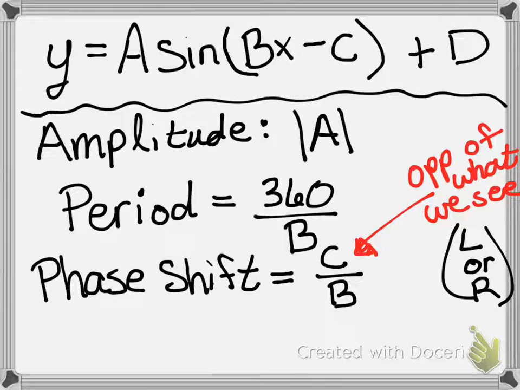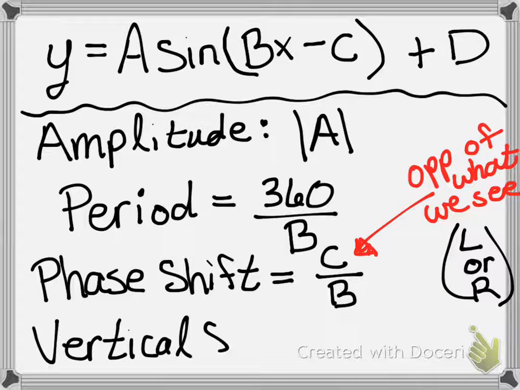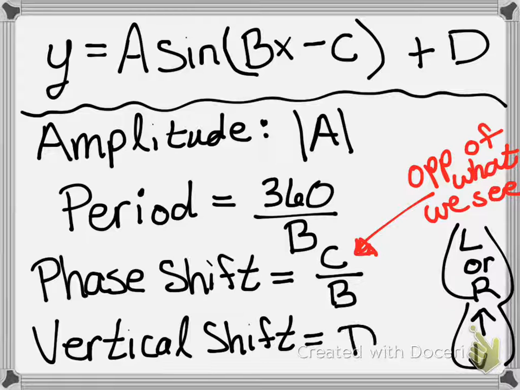And the last thing is we're going to have a vertical shift, meaning the whole graph is going to move up or down, and that is just going to be determined by that last variable. If that last number is positive, it will move up. If that last number is negative, everything's going to move down that many units. If it's -5, everything will move down 5.